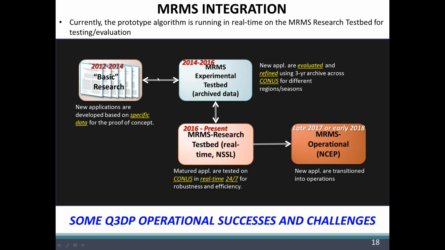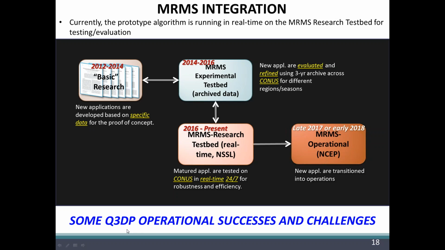And this is a nice little history here. I think the basic research was pretty much done between 2012 and 2014. We spent about 1.5 to 2 years on our experimental test bed, where we're using archive data to further mature the algorithm that came from the basic research. And then last fall, we actually integrated it into the MRMS research test bed, where it runs in real time for all the radars across the U.S. And so we hope to move this into operations by 2017 or early 2018.